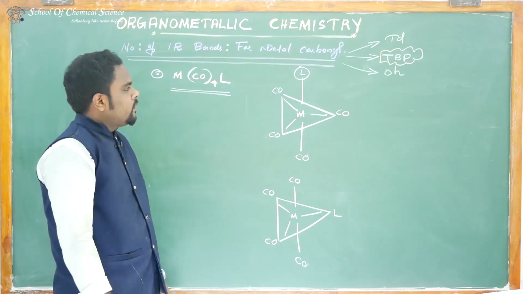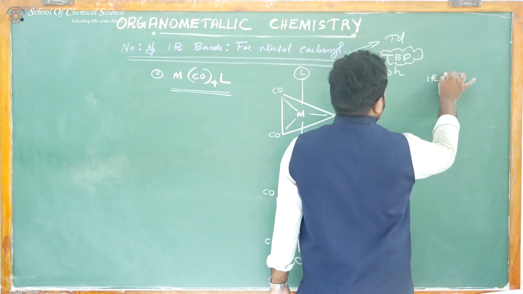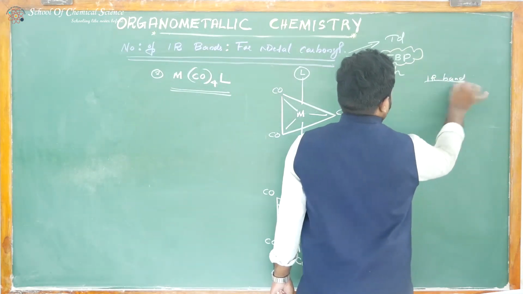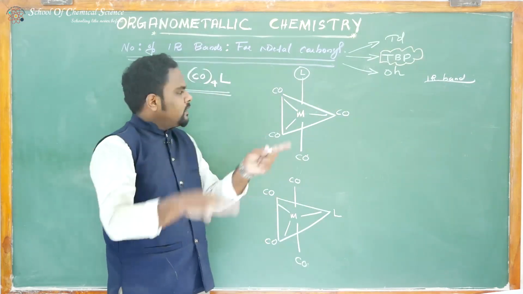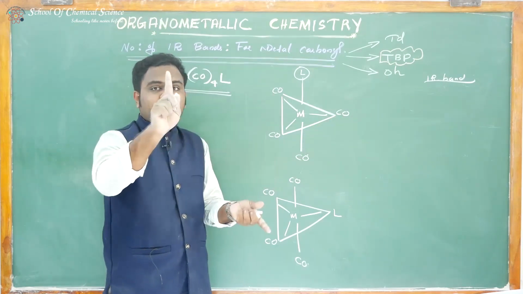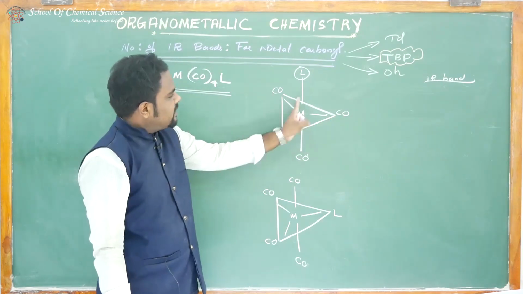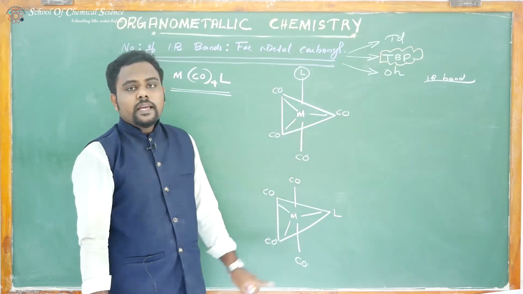How many IR bands? Please listen. Here this trigonal plane is symmetrical: CO, CO, CO. For symmetrical, one signal. Plus this is a bend: C-O-M-C-O is a bend.